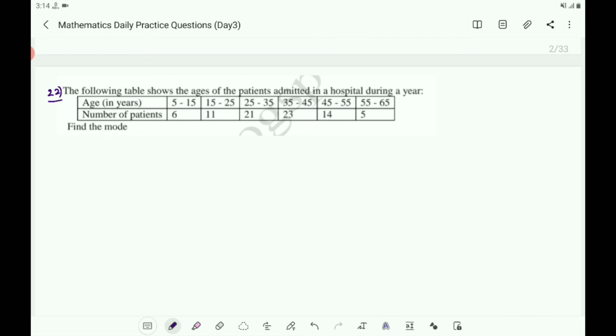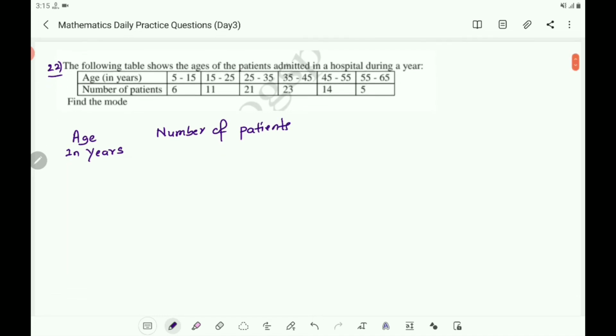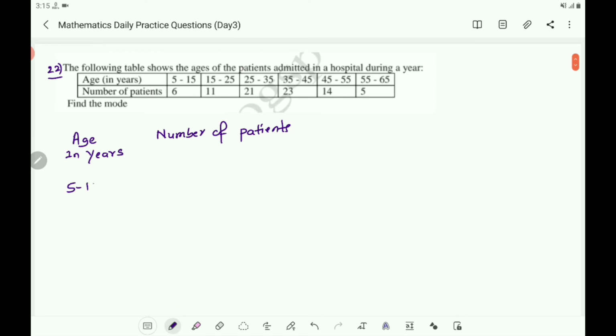Find the mode. Here ages in years are given in the form of class interval, and the number of patients are given. We have to find the mode. So let us take the data in the vertical column. First let us take age, that is in years, given in the form of class interval. Next, number of patients. So let us write the class interval one after the other.